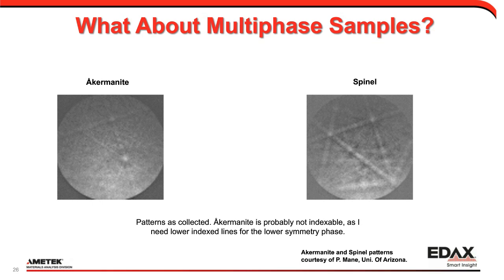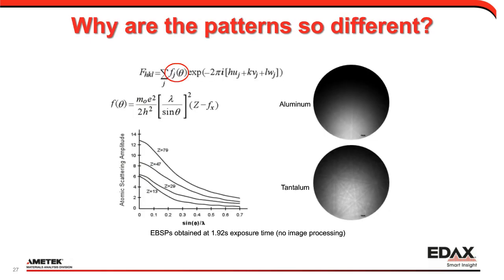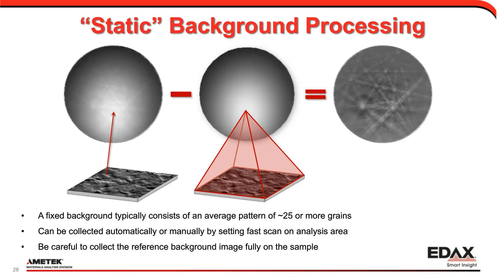But if I look at the contrast of these, why is this contrast so different? I've already kind of hinted at this, but it's going to be the scattering coefficient. Here I can see the differences in my patterns between aluminum, in this case a low Z material, and tantalum, which is a higher Z material. And I can see that the tantalum basically has a higher signal strength. So this is pretty common in multi-phase samples, where I have this difference. And as we already said, the static background is going to help us here.